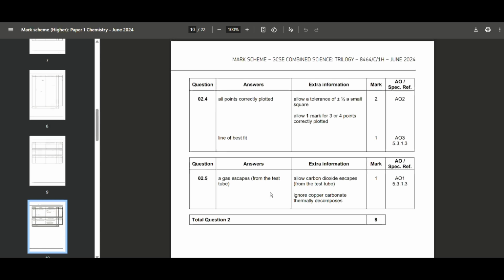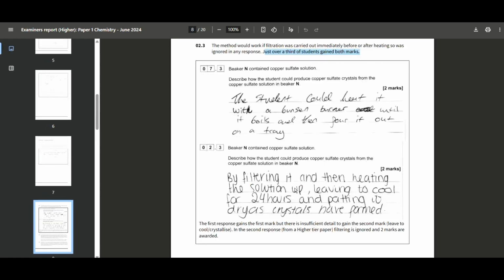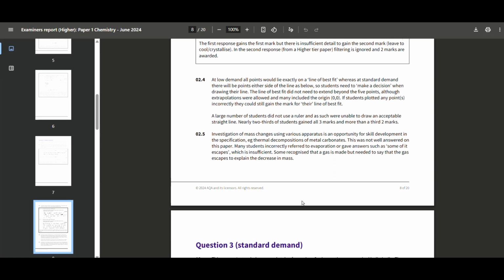So let's have a look at the mark scheme. A gas escapes, and that's all you have to say. You don't have to say more than this to get a mark. So you can just say gas escapes from the test tube, and that is a mark. Or you can say carbon dioxide escapes from the test tube. Okay, so let's have a look at the examiner report one last time and see what the answer was.